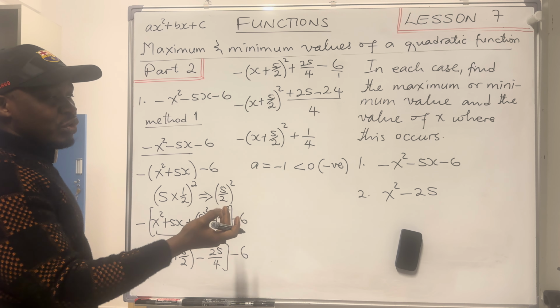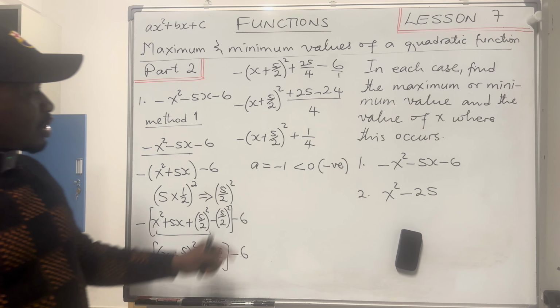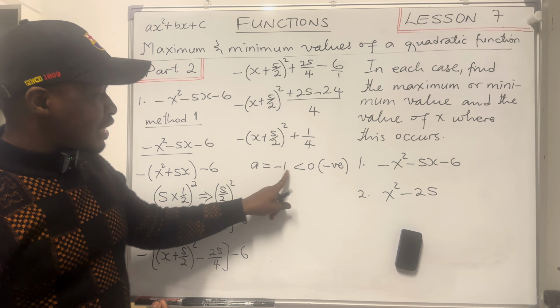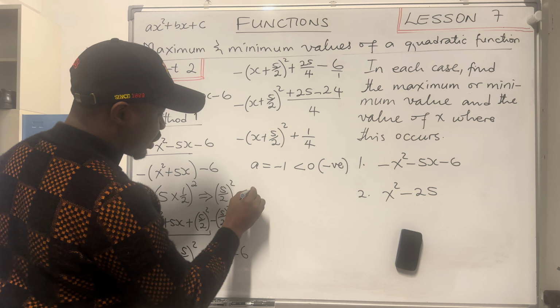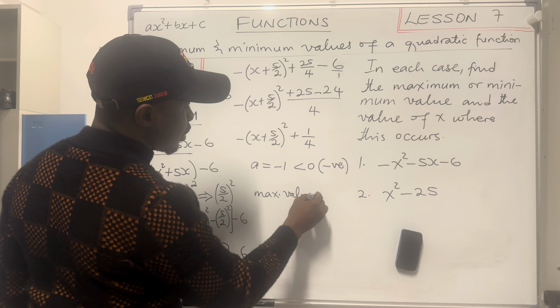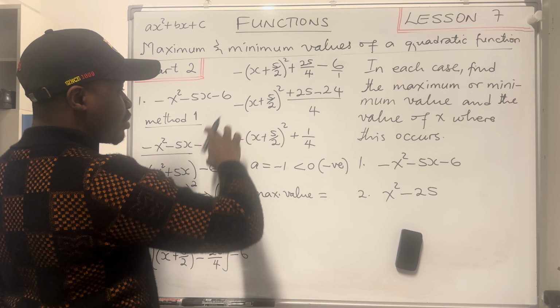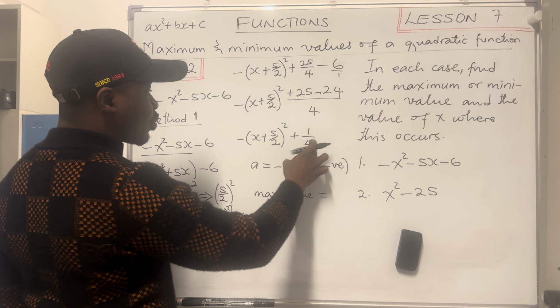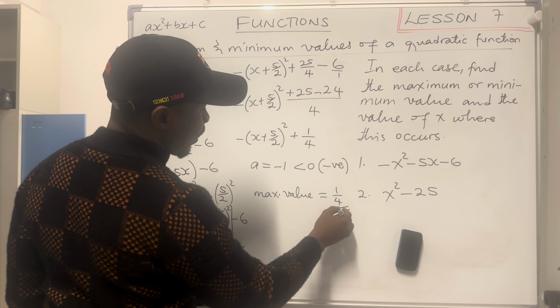How do we know? Because it is negative. All negative values are less than 0. So once your a is negative, it is less than 0. What happens? We have a maximum value. So we say the maximum value is equal to, what is the maximum here? The maximum is the one that is not within the bracket. This one is 1 over 4.